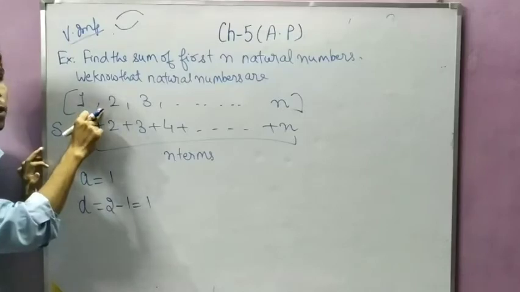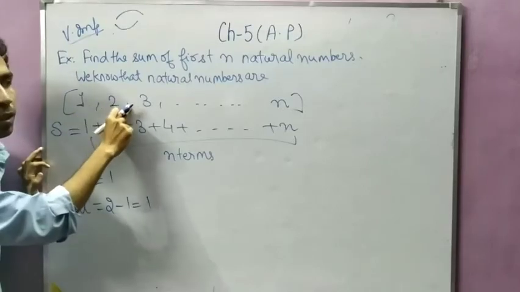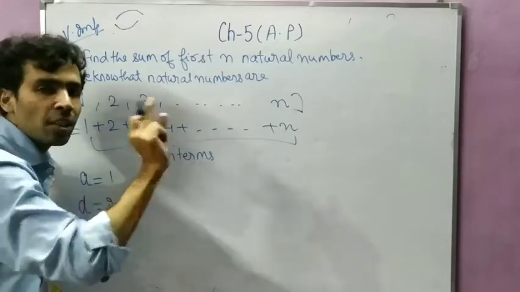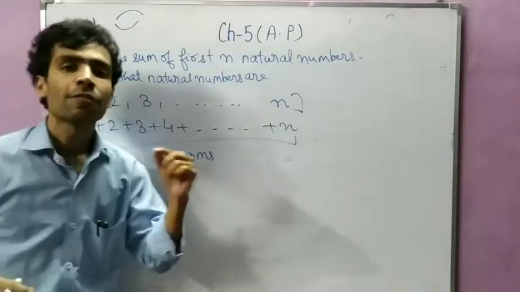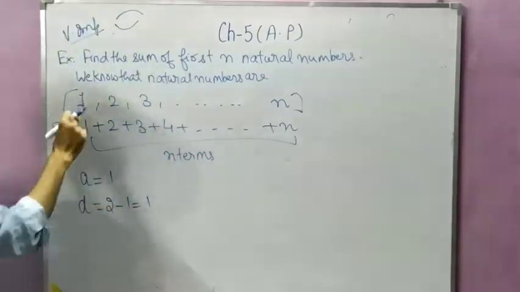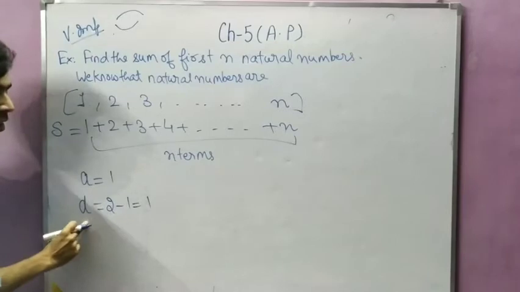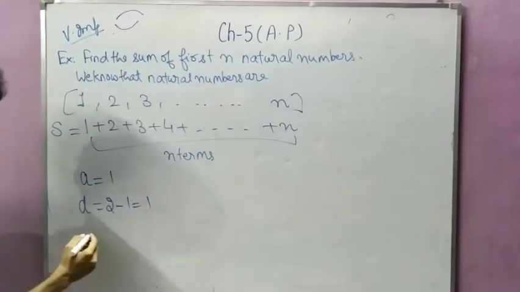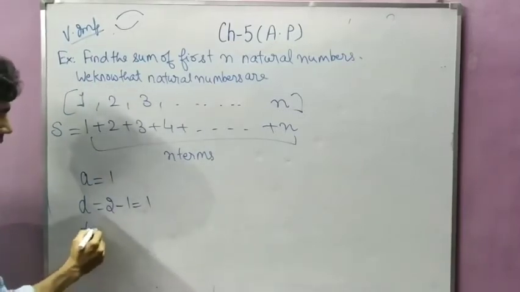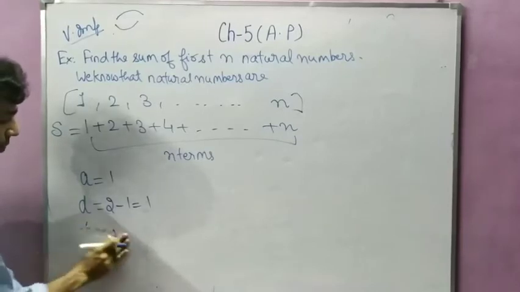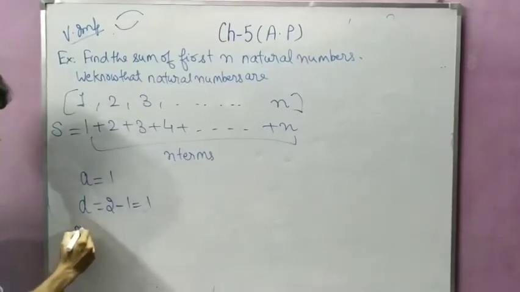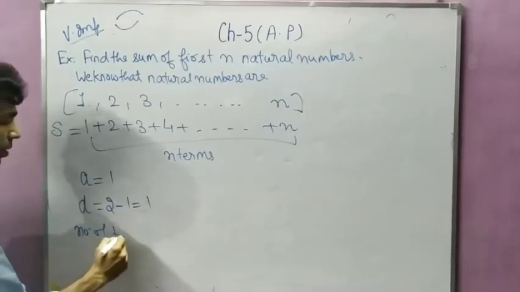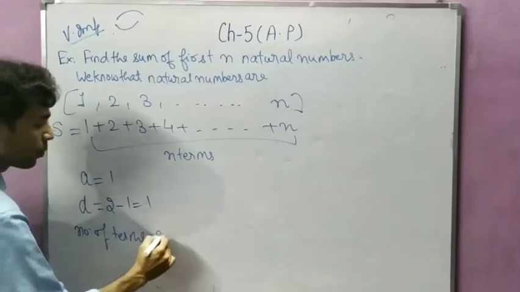See, the common difference is 1 here, here also 1, then also 1, it will always come 1. So natural numbers always form an AP. Its first term a is 1, common difference is also 1, and the number of terms is also n, that is small n.